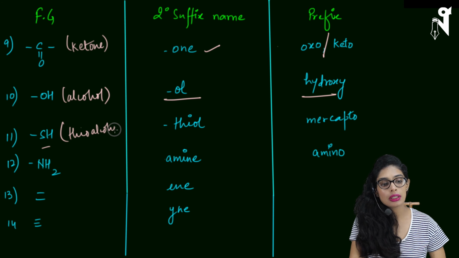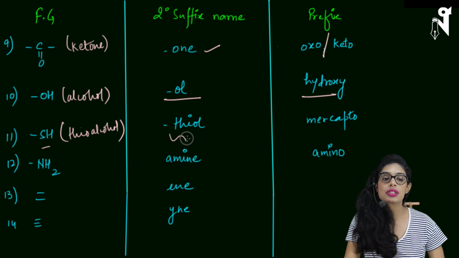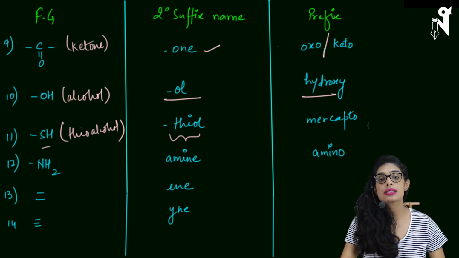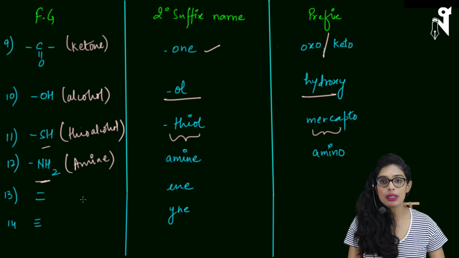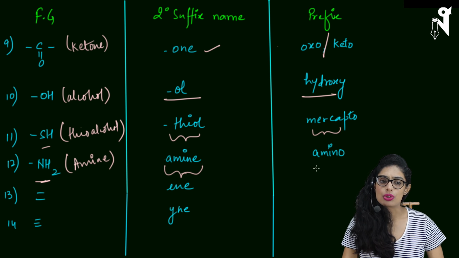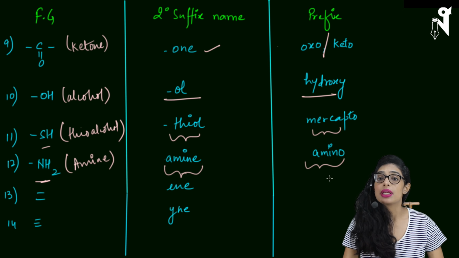thioalcohol basically. And the secondary suffix for this is thiol, or when it is acting as your prefix or a lower priority group, it is mercapto. Next is amine. Now this can be a primary amine, secondary amine, or tertiary amine, any of them it can be. All of the three will have the same suffix, that is amine, and the prefix is going to be amino.